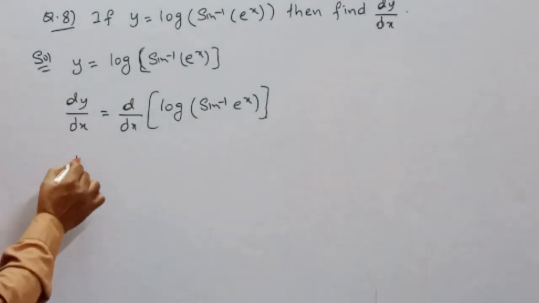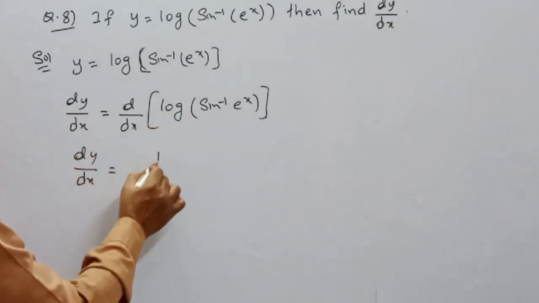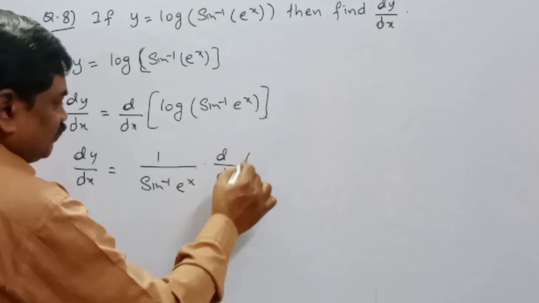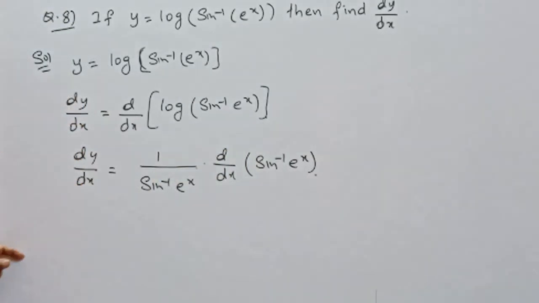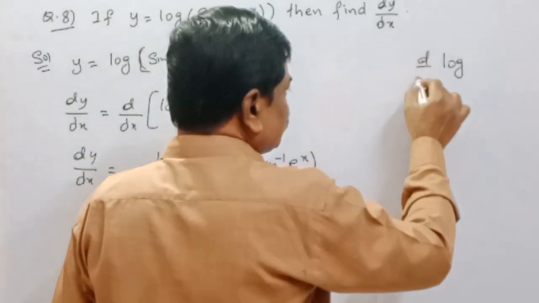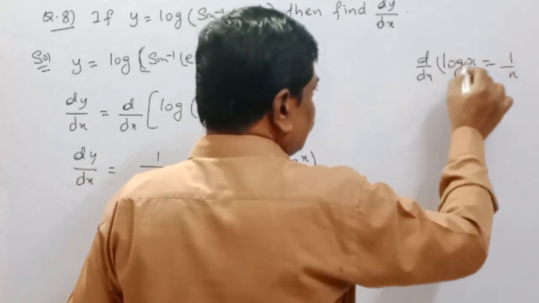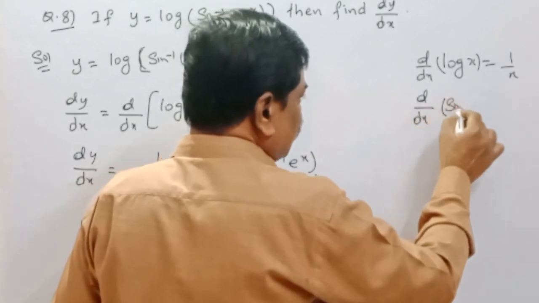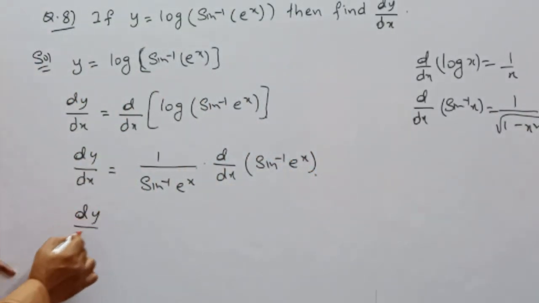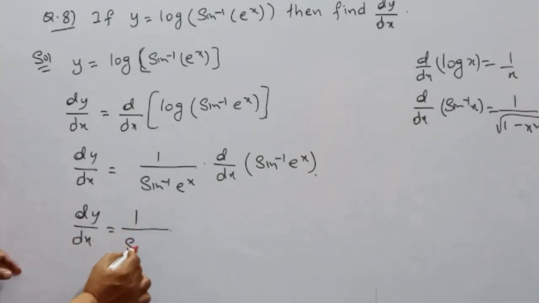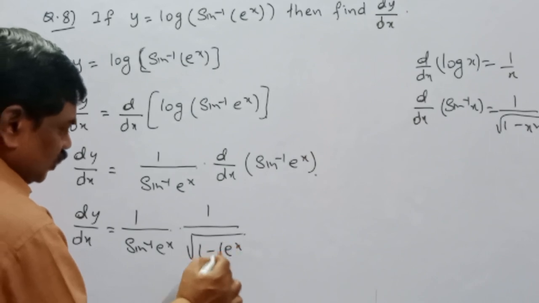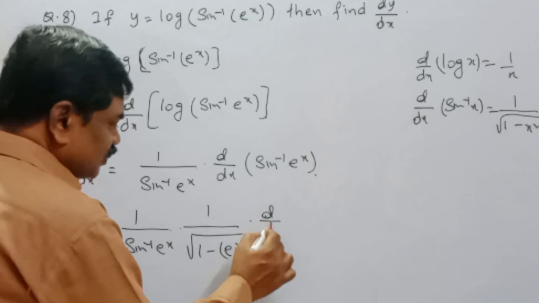Okay, all of you. Then dy by dx is equal to 1 by sine inverse e power x into d by dx of sine inverse e power x. Why? Because d by dx of log x is equal to 1 by x, and d by dx of sine inverse x is equal to 1 by root 1 minus x square. Then dy by dx is equal to 1 by sine inverse e power x into 1 by root over 1 minus e power x whole square, into d by dx of e power x.